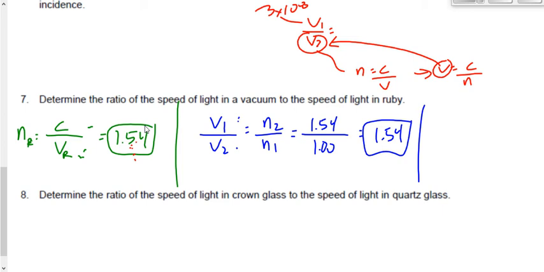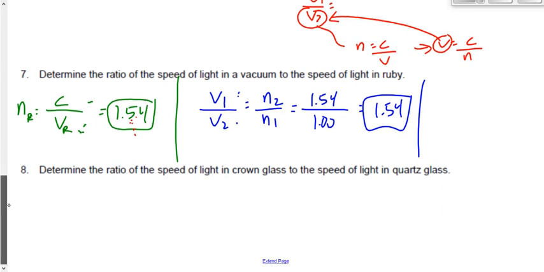Okay, number 8, we're a little bit more limited in what we can do for number 8 because one of our mediums is not a vacuum in this case. We've got crown glass and quartz glass. The only way that I could think to do this one is to say V1 over V2 is equal to N2 over N1. You want to find the ratio of the speeds. That's the same as the ratio of the inverse of the indices of refraction. So let's do that since we know those indices here. Crown glass is 1.47. Quartz glass is 1.52.